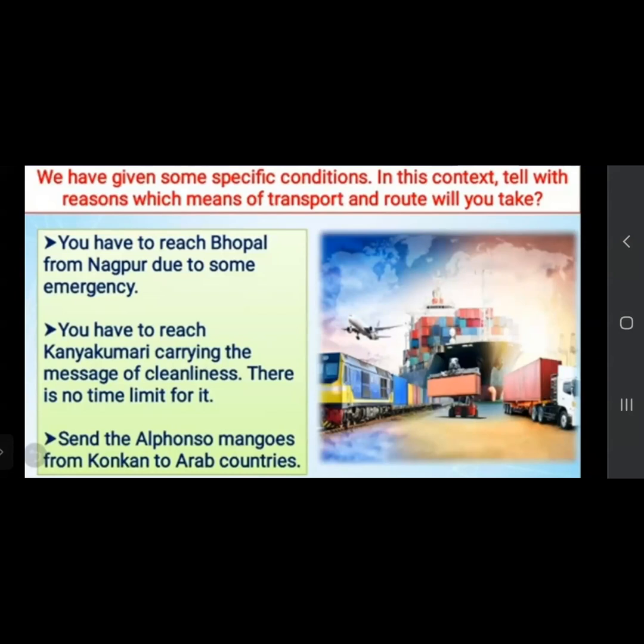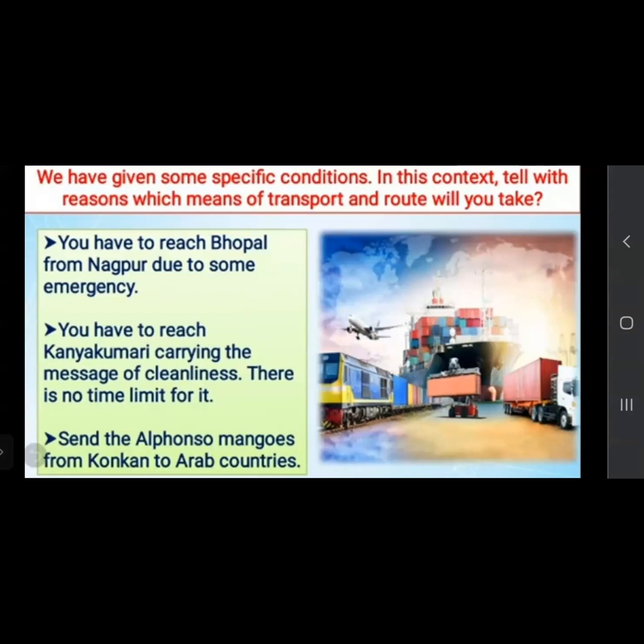Then the next is you have to reach Kanyakumari carrying the message of cleanliness. So there is no time limit for it. So second condition is that you have to reach Kanyakumari and you have to carry the message of cleanliness, and there is no such time limit. Means you can take as much time as you require. The next one is send the Alfonso mangoes from Konkan to Arab countries. So this is the transportation of Alfonso mango from Konkan, where it is produced on a large scale, to the Arab countries. Means out of our country, that is out of India, we have to export it.